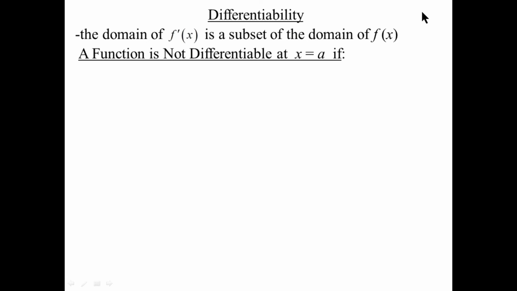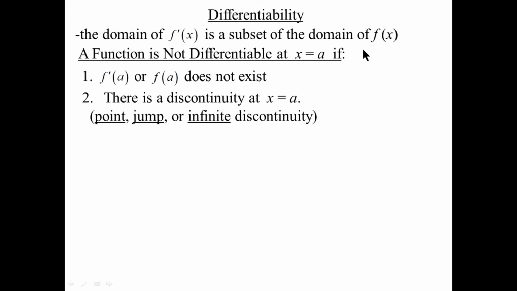A function is not differentiable. In other words, basically the domain of f prime of x is the same as the domain of f of x, except for when it's not differentiable. So it's not differentiable at x equals a if 1. The derivative doesn't exist, or f of a doesn't exist. 2. There is a discontinuity at x equals a, like a point or a jump or an infinite discontinuity. 3. If the tangent is vertical at x equals a.